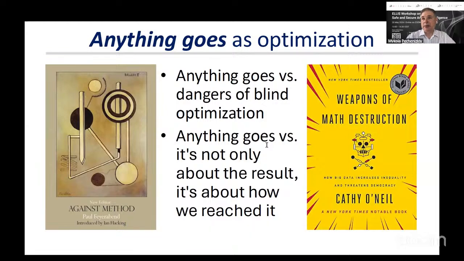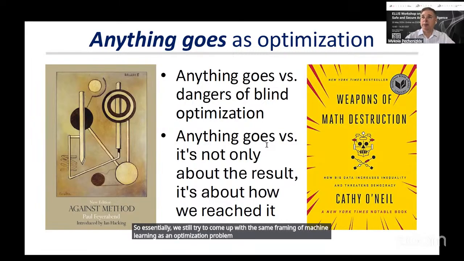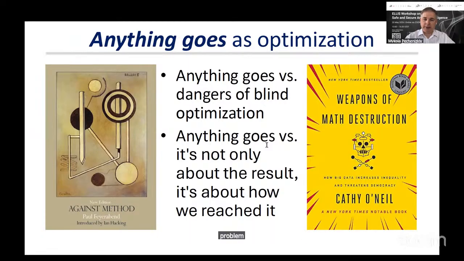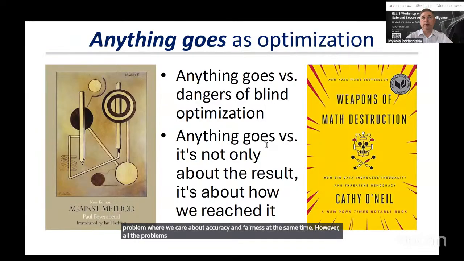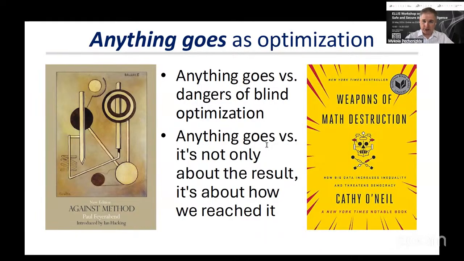So essentially, we still try to come up with the same framing of machine learning as an optimization problem. We define a search space of many possible models. Now that we don't look only for accuracy, we formulate machine learning as a constrained, or multi-objective, machine learning problem where we care about accuracy and fairness at the same time. However, all the problems with shortcuts, all the problems with side effects of such optimization that we can see in traditional ML, we can also see in fairness-aware use cases as well.